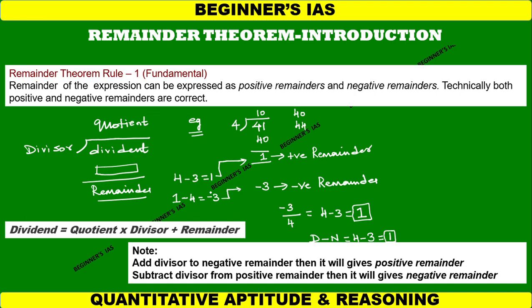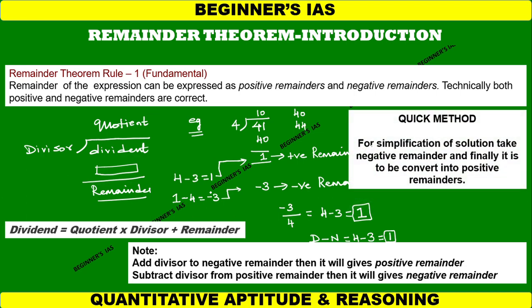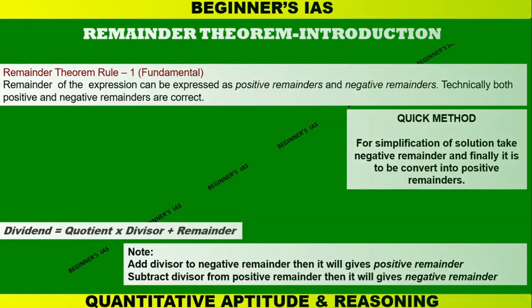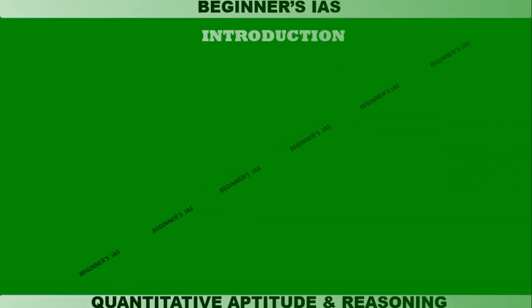Now you may ask whether we have to use a positive remainder or a negative remainder. For a simple and quick way to solve a problem, always try to apply the negative remainder concept, but make sure that you know the logic: denominator minus numerator. That is a very important concept. After knowing this, we have to move on with the important note.